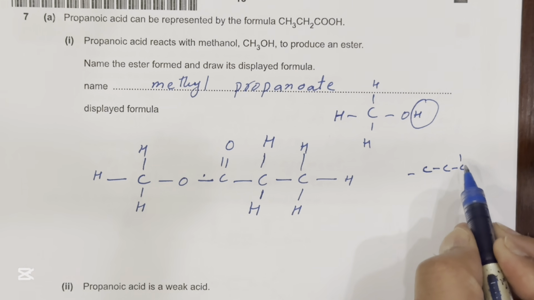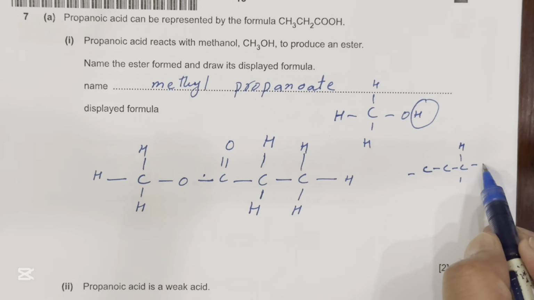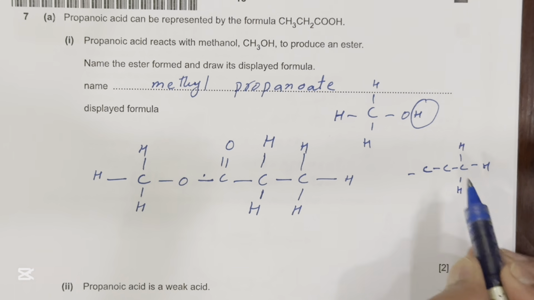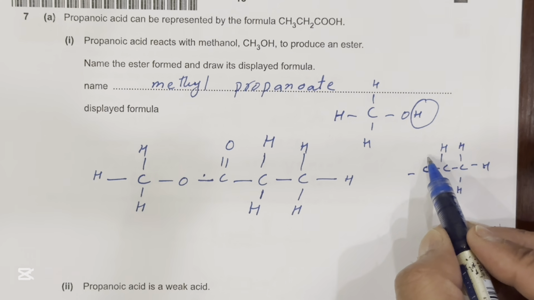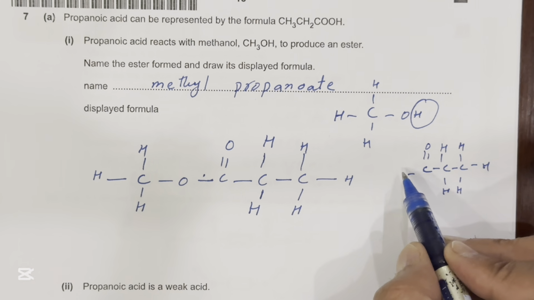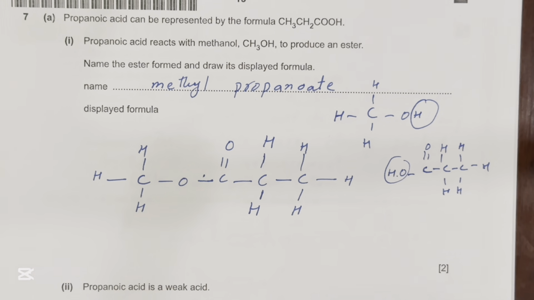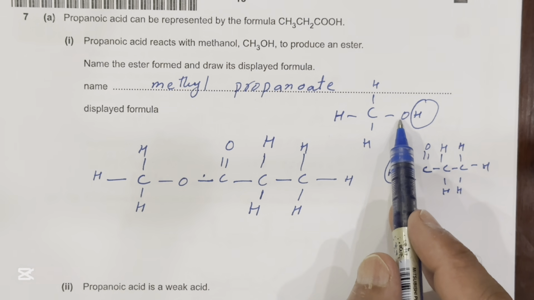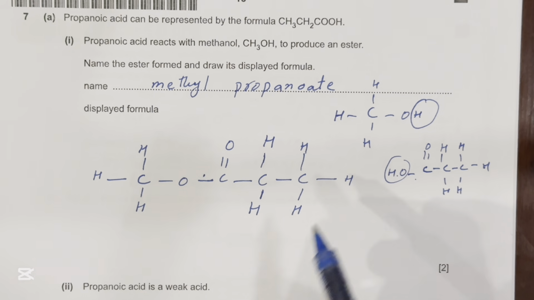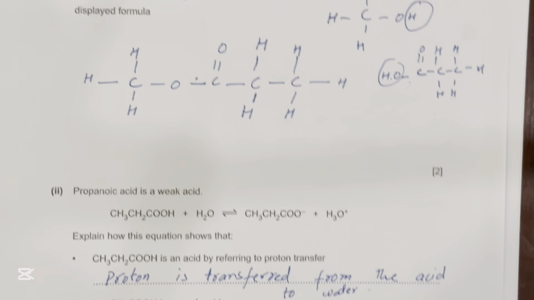Okay, over here hydrogen, hydrogen, hydrogen, hydrogen, hydrogen, and double bond oxygen and OH. Over here OH and H will make water, and this single bond of carbon and this oxygen bond will make this formula.